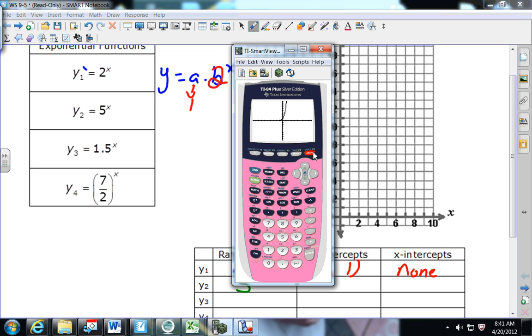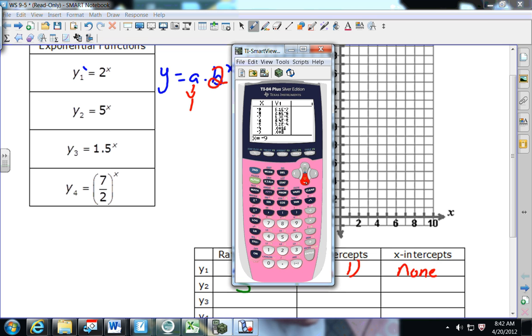Now, is that one steeper or flatter than the 2X? It is steeper. What is making it be steeper? What in the equation is making it steeper? The 5 is. The 5 is bigger than 2. So it's making it increase faster.